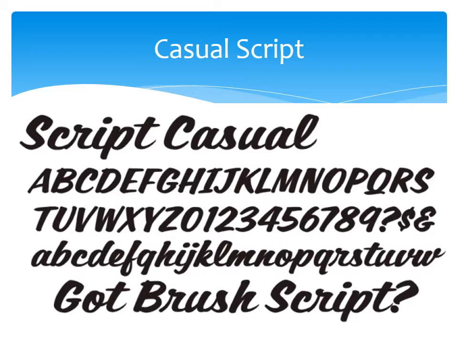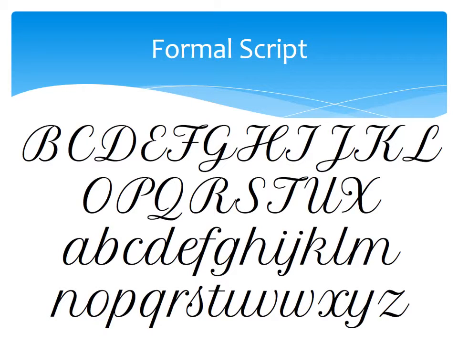Here's an example of the casual script. You can see that this one still has the cursive element involved into it, but it's a little bit more fun. It's not really something that you would put on a fancy like wedding invitation or something like that. It's just kind of cute. Whereas on this one, the formal script, you can see that it does look a little bit more fancy. It could be on an important document that you might have gotten, like a certificate of achievement, your diploma, stuff like that.